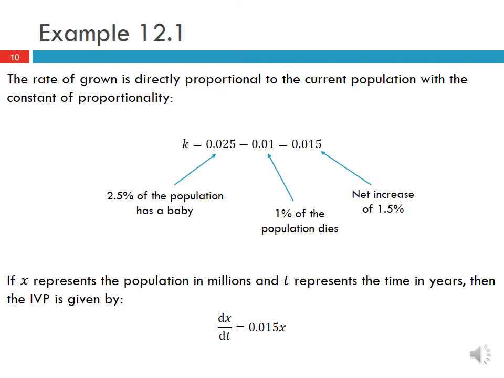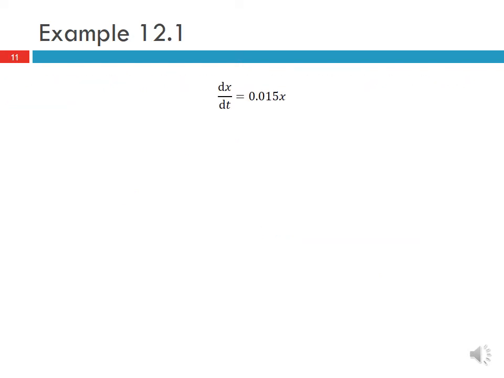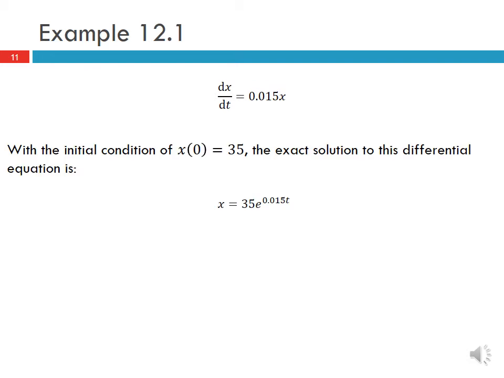So now if x represents the population in millions and t represents the time in years, then our initial value problem is given by dx by dt is equal to 0.015x. And we have an initial condition that x of 0 is equal to 35, which was 35 million. So we can find the exact solution for this differential equation, which is that x is equal to 35 e to the power 0.015t.